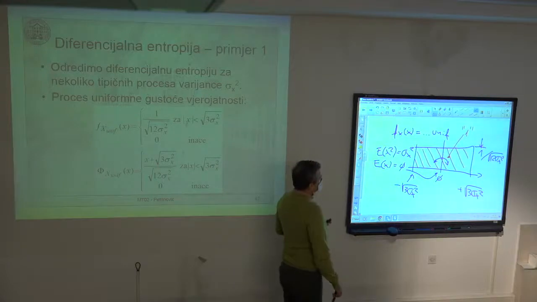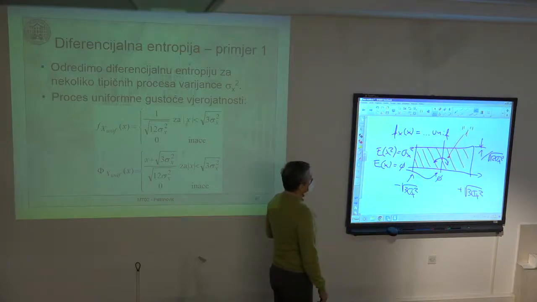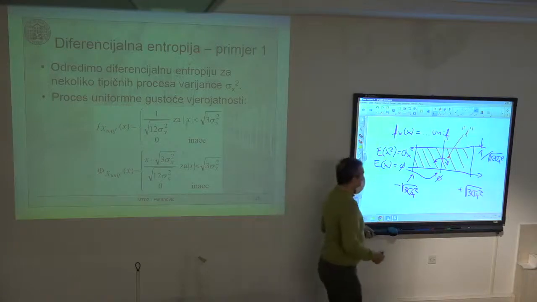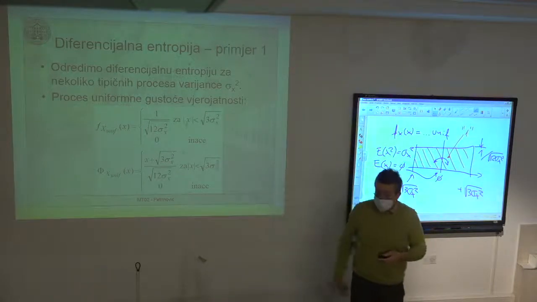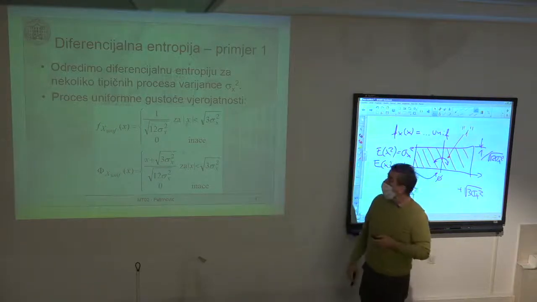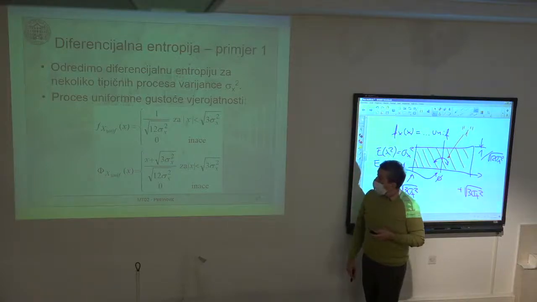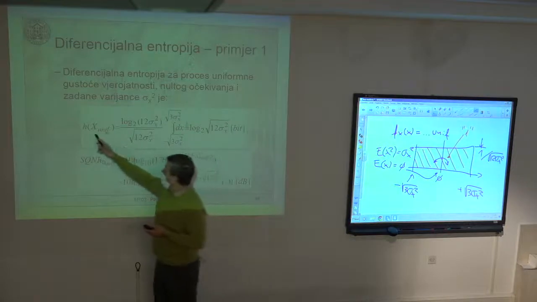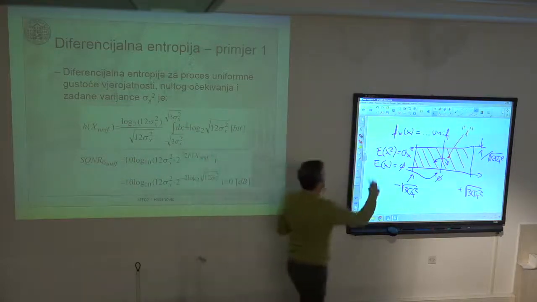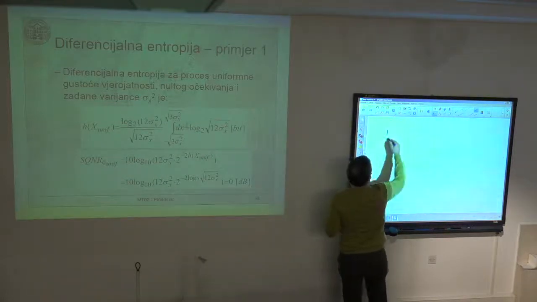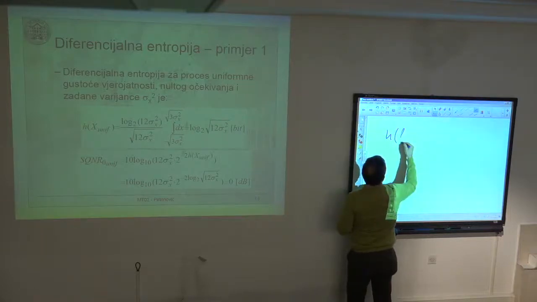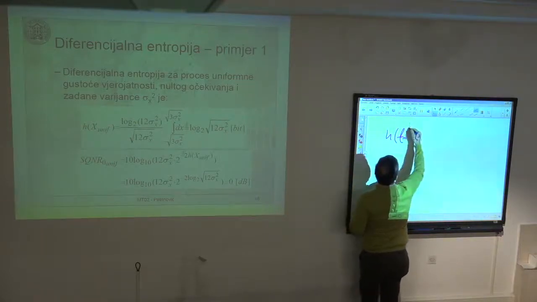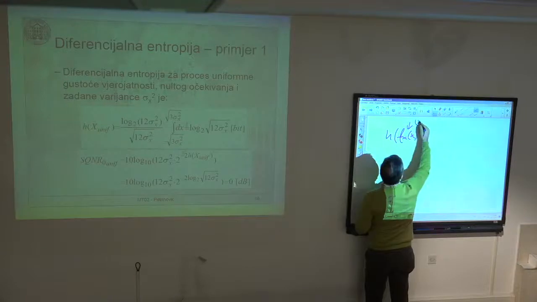Okay? Now we have all the elements we need to compute the differential entropy and to compute the SQNR quality and rate ratio. Okay? First of all, we have to find this differential entropy, h of this uniform process. Differential entropy of fx of x. Yeah, this fx of x is uniform.